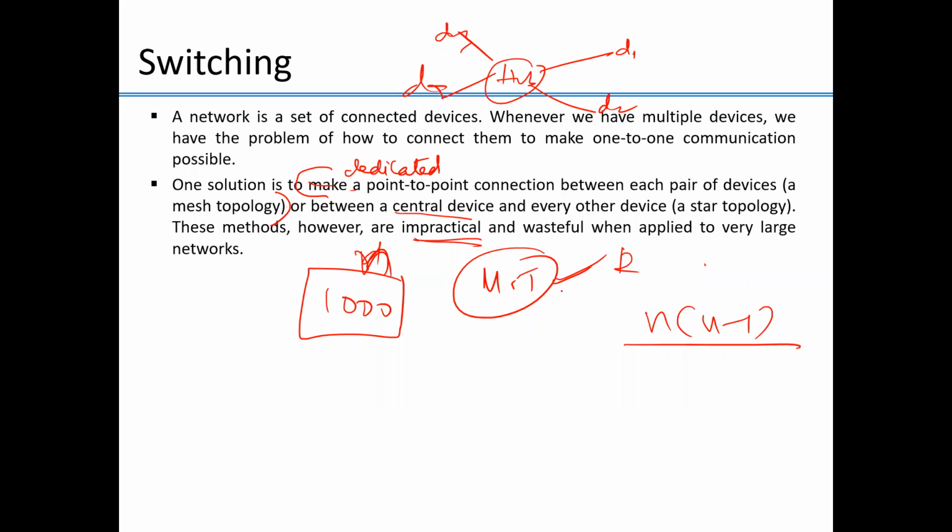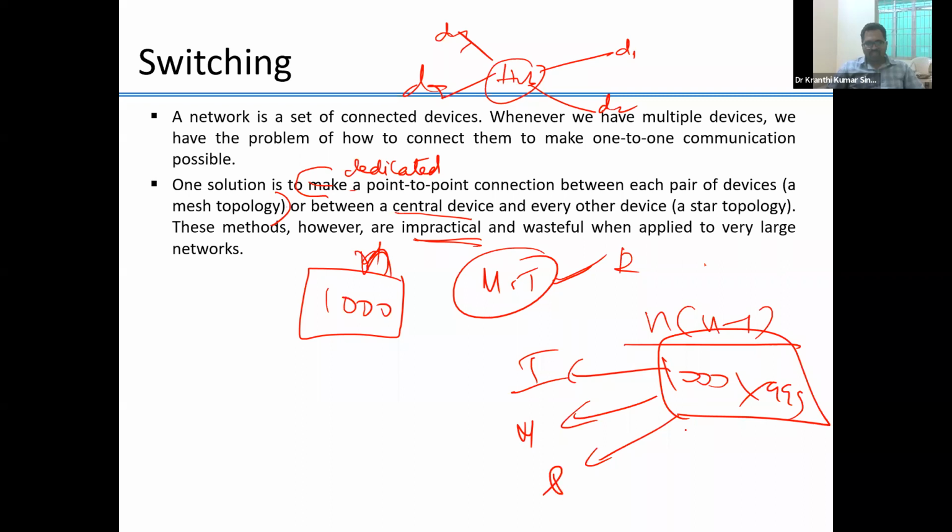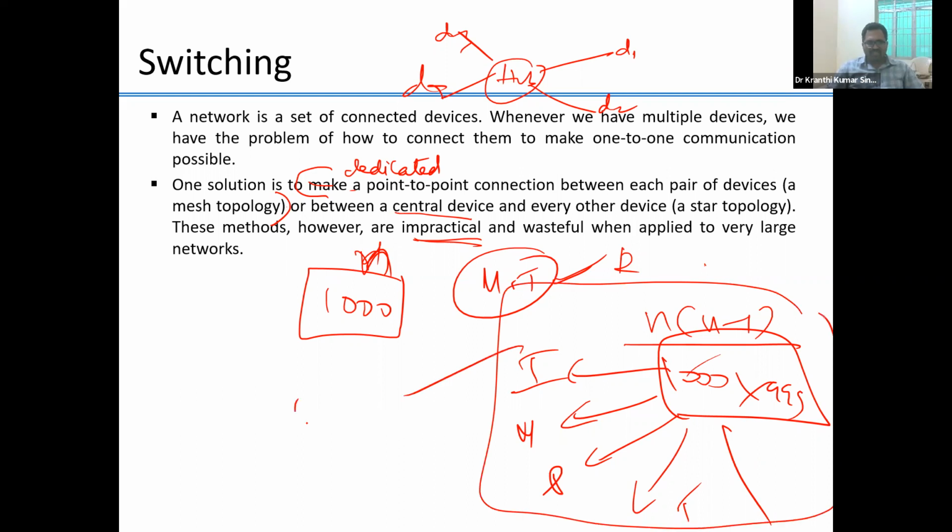For simplex, n into n minus 1 by 2. Many combinations are there. So 1,000 into 999. These many links of installation. These many things: maintenance, purchasing, and testing. And if any problem occurs, again checking. So the entire thing is wastage. Yes, sir.